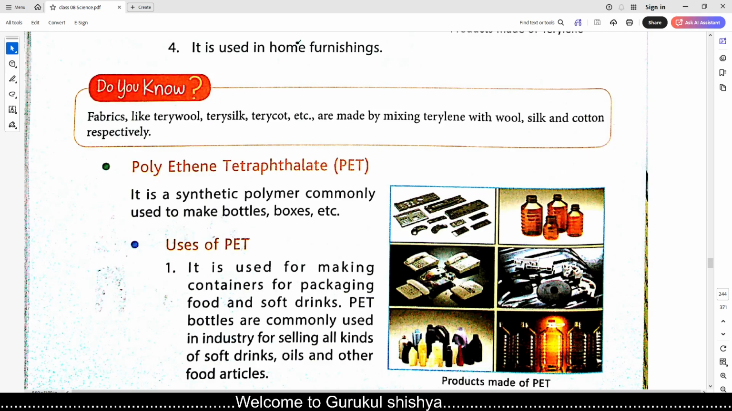Polyethylene terephthalate. It is a synthetic polymer commonly used to make bottles, boxes, etc.